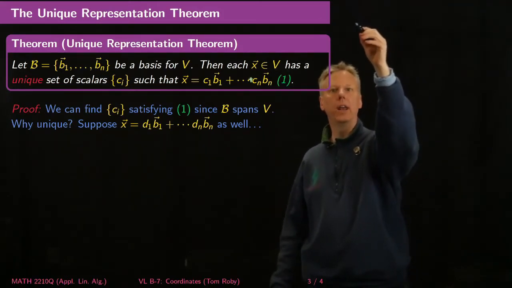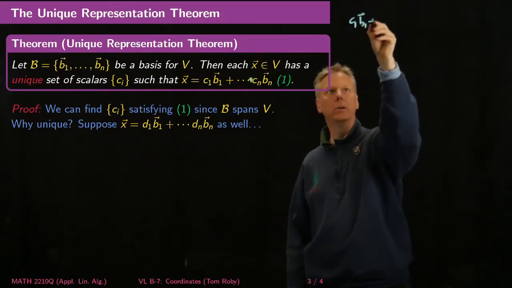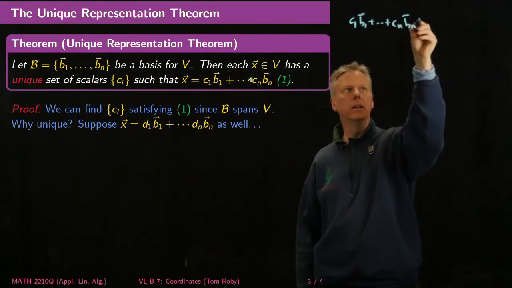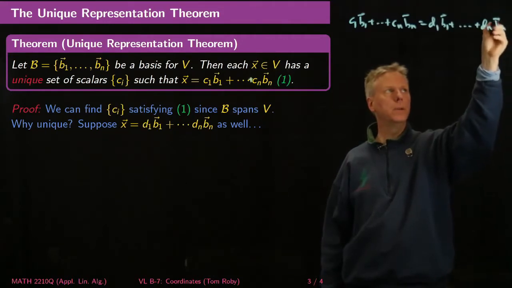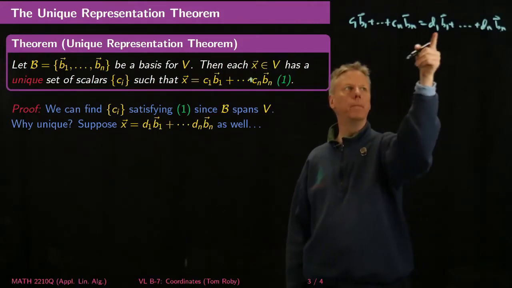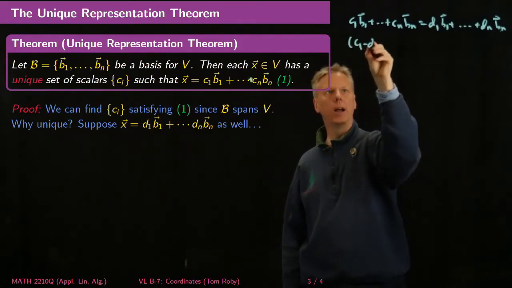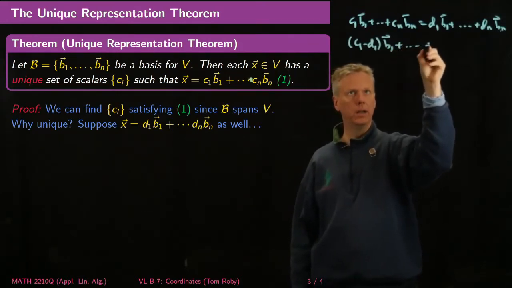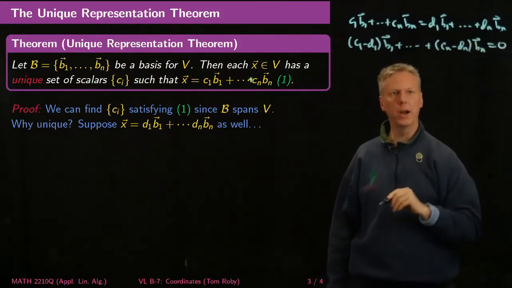Well, if I know that x equals both of them, then what am I really saying? I'm saying that c1 times b1 plus dot dot dot plus cn times bn is equal to d1 times b1 plus dot dot dot plus dn times bn. Now if that's true, I can subtract all of these, move them to the other side, and I end up with c1 minus d1 times the vector b1, plus and so on, plus cn minus dn times bn, that's just equal to 0.